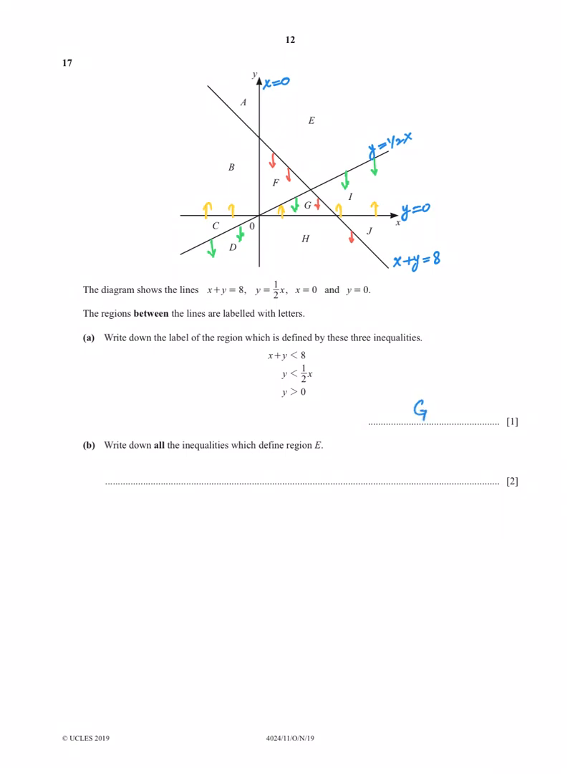The next part says to write down all the inequalities which define region E. Firstly we need to highlight region E, and there it is. With respect to x, the region E is x greater than 0. With respect to the line y equals 1 upon 2 x, for E we need to go in the upward direction, so the inequality is y greater than 1 upon 2 x. With respect to the line x plus y equals 8, we need to go upward, so its inequality is x plus y greater than 8. These are the three inequalities required for region E, and that is the final answer.